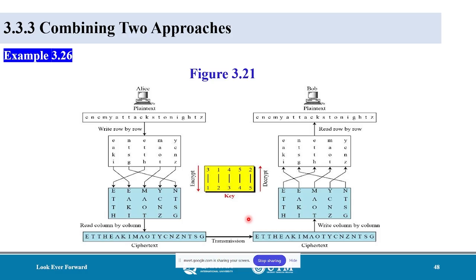Now, my question is, we used 3, 1, 4, 5, 2 to encrypt the message. Is that correct? Yes. And we used 1, 2, 3, 4, 5 in order to decrypt the message. Is that correct? Yes. How did we know that it would be 1, 2, 3, 4, 5? Because it was given to us.